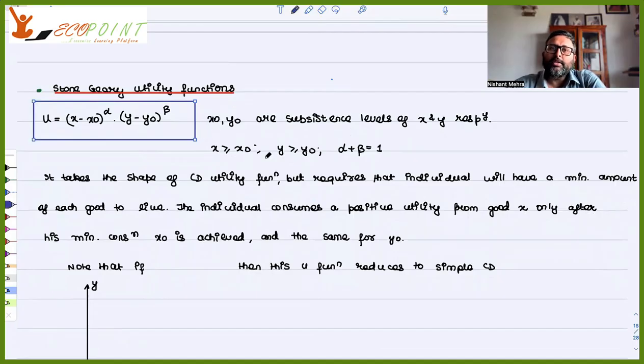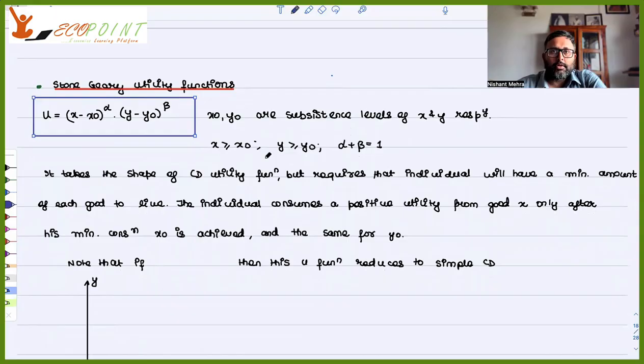Subsistence level means you have to have this, otherwise you will die. You need to have x more than this x naught level. You need to have y more than this y naught level. If you have less than this, your utility is going to be negative. You will die simply, right? So this is given to us that x is greater than or equal to x naught and y is greater than or equal to y naught. And alpha plus beta is also 1 to make our life simple.